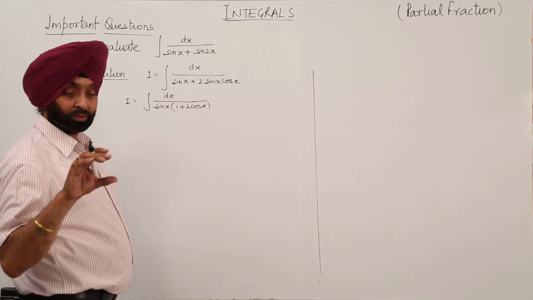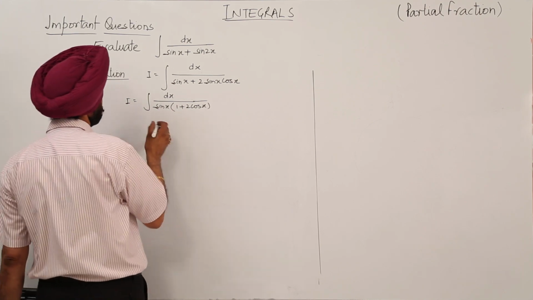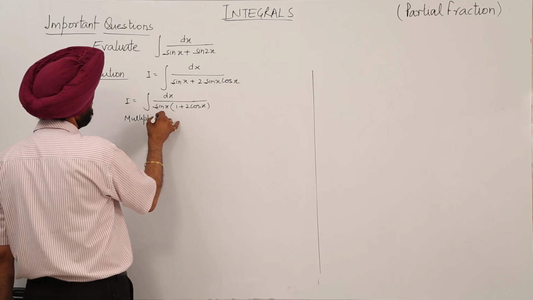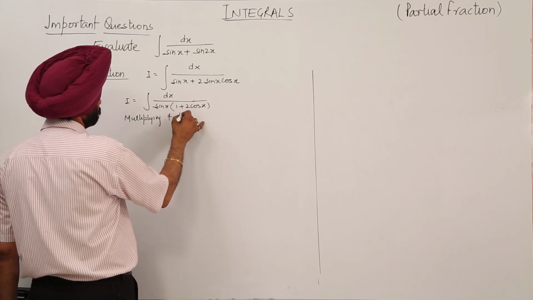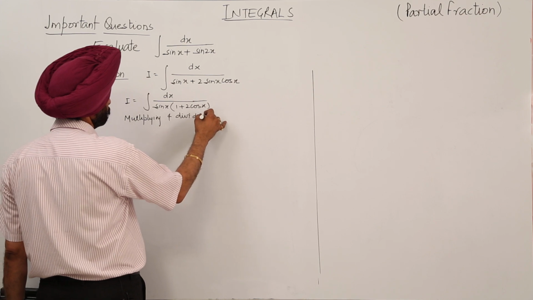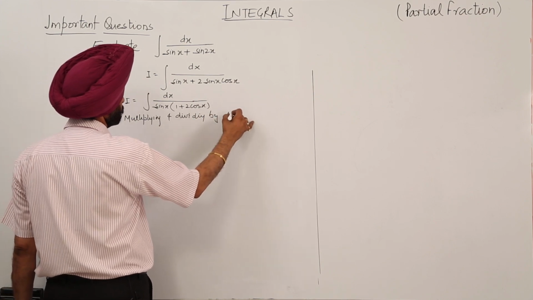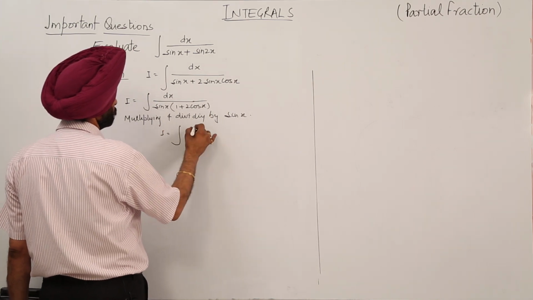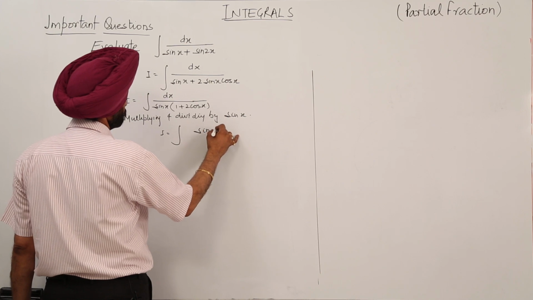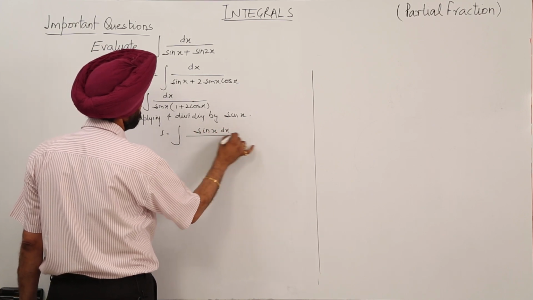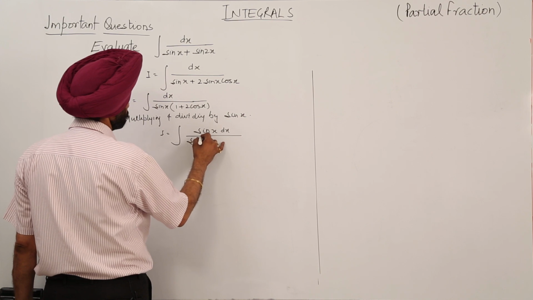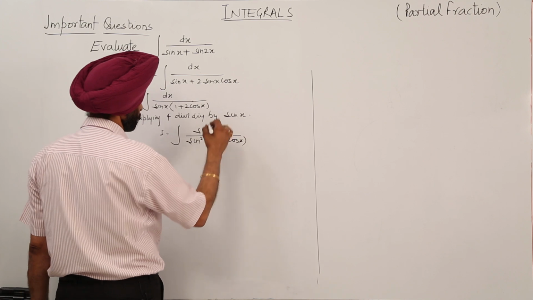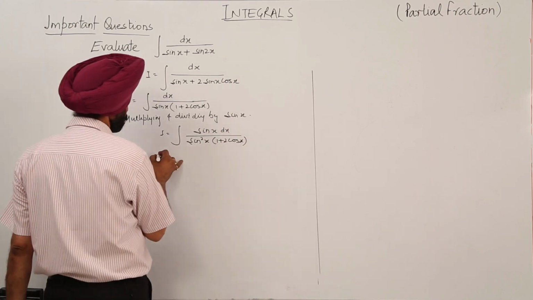Now here we are just using a technique. Now multiplying and dividing by sin x. Now what we are getting? Sin x dx upon sin square x times (1 plus 2 cos x). Is it clear?